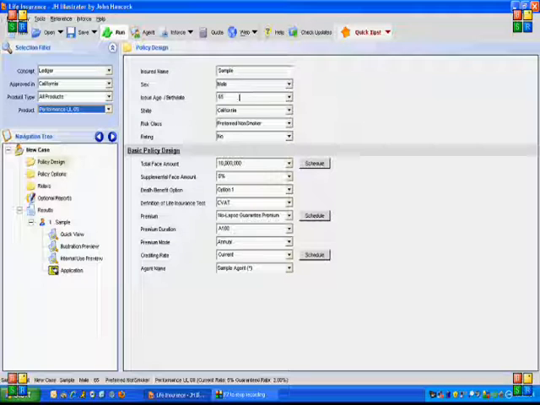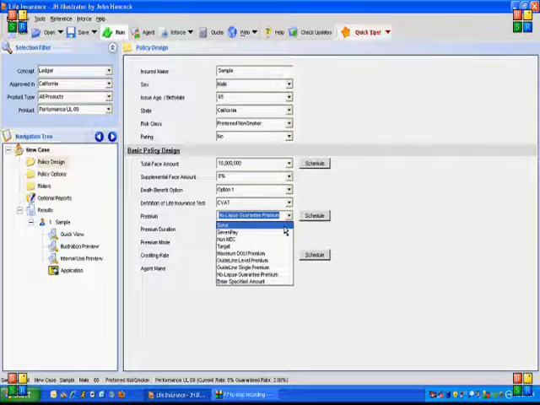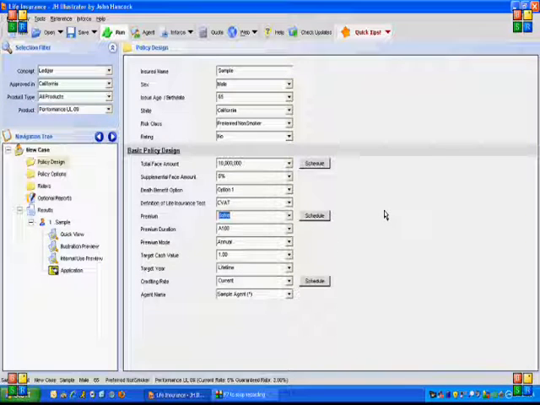We've got a male, age 65, lives in California. We're assuming a preferred non-smoker, and we've got a total face amount of $10 million that we're looking at. What we want to do is solve for the level annual premium from now until age 100. This is just a starting point. It's certainly not an ending point, but we're going to take a look at how crediting rates can affect a universal life insurance policy.